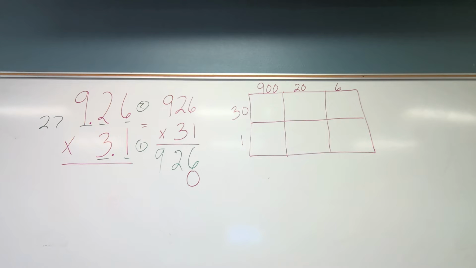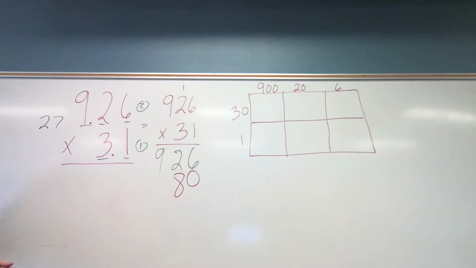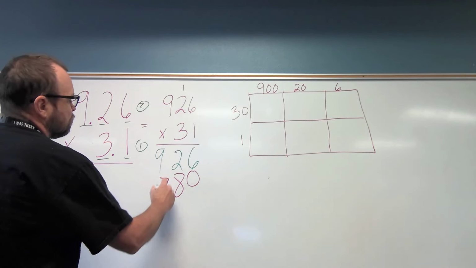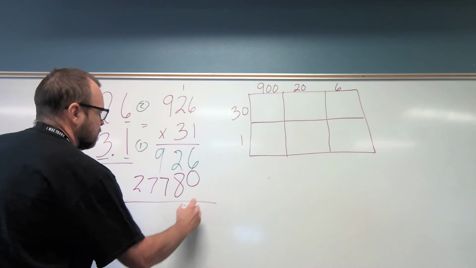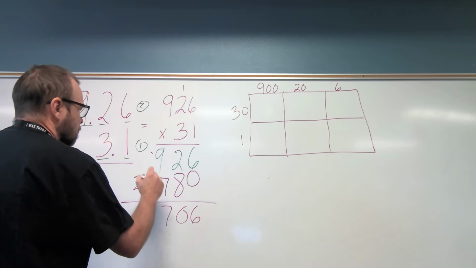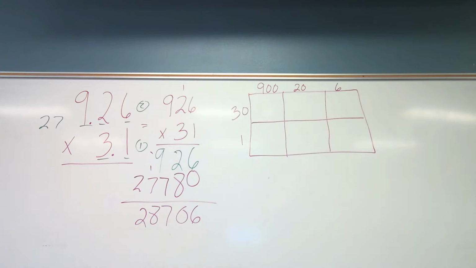Now I have 3 times 6, which is? 18. That is 18 tens. So 18 tens is going to give me 108 tens. 3 times 2 is? 6. 6 plus 1 more is? 7. So I have 7 hundreds. And 3 times 9 is? 27. I have nothing that I regrouped. So if I did my work right, and hopefully I did, I got 28706.